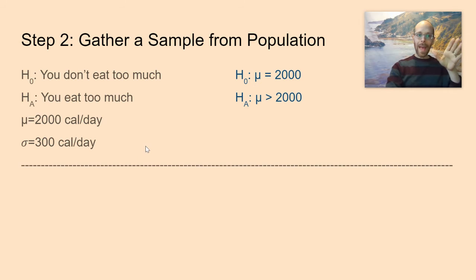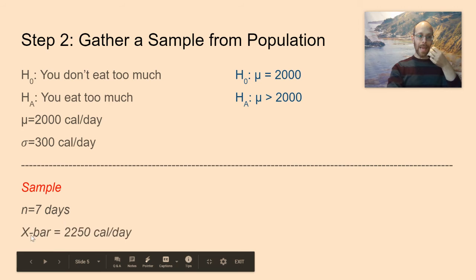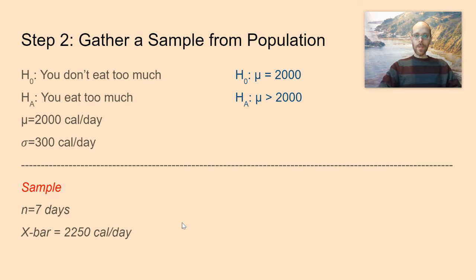Okay. So with that in mind, those things come from the population. We would need to gather a sample. So let's suppose that for 7 days, we tracked the number of calories that you ate each day. And we came up with an X bar. Remember that X bar is the sample mean. That's equal to 2,250 calories per day. Okay. So there's our sample.